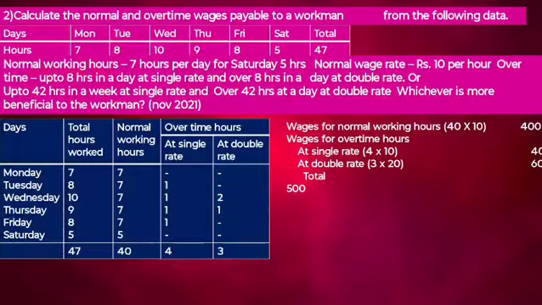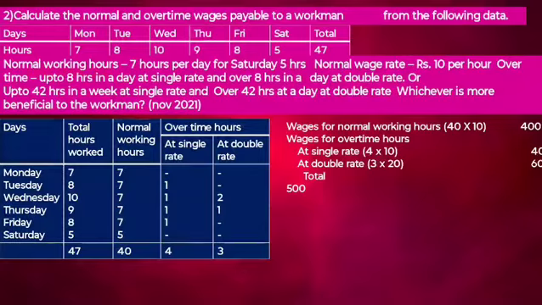Overtime is up to 8 hours in a day at single rate, and over 8 hours in a day you go with double the rate, or up to 42 hours in a week at single rate, and over 42 hours in a week at double rate, whichever is more beneficial to the workman. And this question has been asked in November 2021.